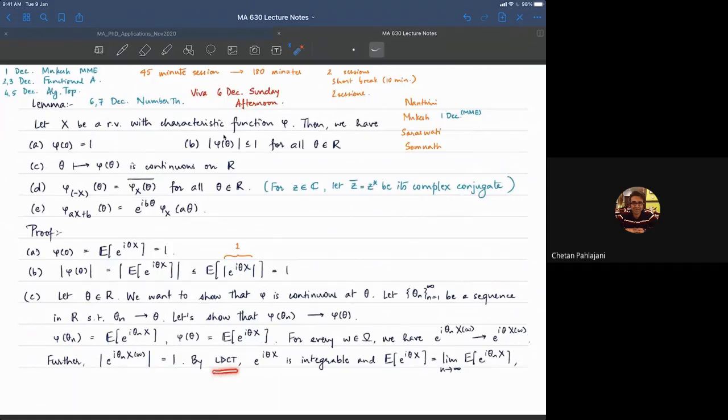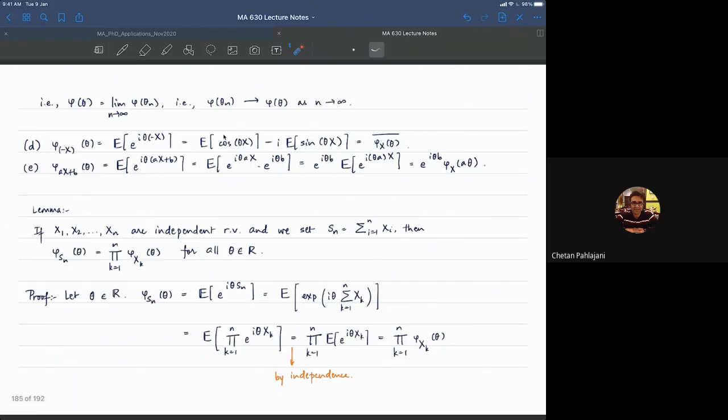So by the Lebesgue dominated convergence theorem, e to the i theta x is integrable. Actually, there's nothing of value here. You already knew that e to the i theta x is integrable no matter what x is. But dominated convergence certainly gives you something you did not know: expectation e to the i theta x is the limit as n goes to infinity of expectation e to the i theta n x. So that is just saying that phi of theta is the limit as n goes to infinity of phi of theta n. In other words, phi of theta n converges to phi of theta as n goes to infinity. In other words, phi is continuous at theta.